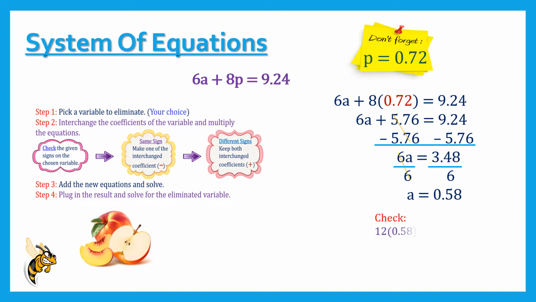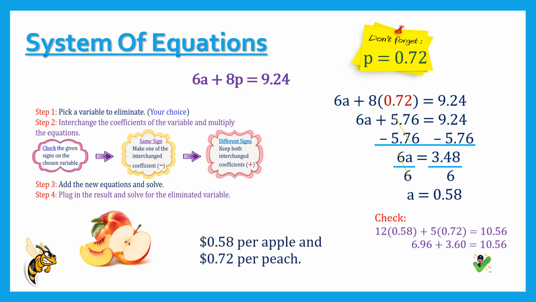Now I need to check. I'm going to check using the first equation. So now we have 12 times 0.58 plus 5 times 0.72, which is equal to 10.56. So 6.96 plus 3.60 is equal to 10.56, and that is correct. So as a result, it's going to be 0.58 or 58 cents per apple and 0.72 or 72 cents per peach.